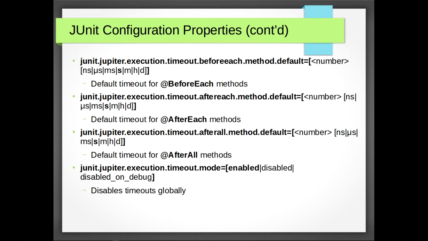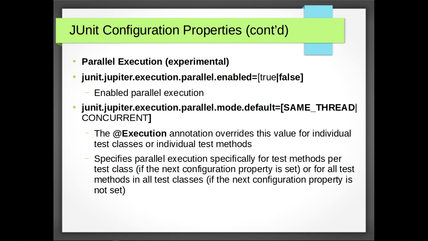Alright, let us go to the next slide. The next one deals with parallel execution, which is an experimental API, but it has some configuration properties nonetheless. So, how do you enable parallel execution of unit tests? The first configuration property is junit.jupiter.execution.parallel.enabled equals either true or false, which is the default. And I'm going to give you 30 seconds to write it out.